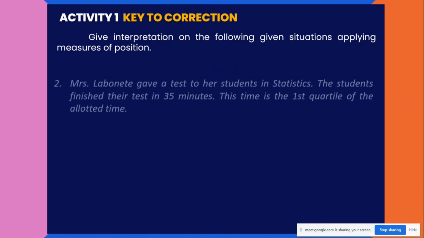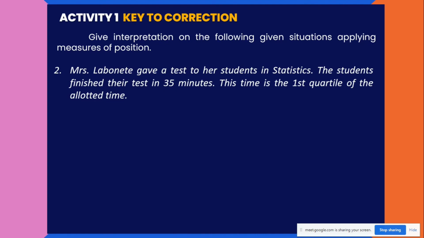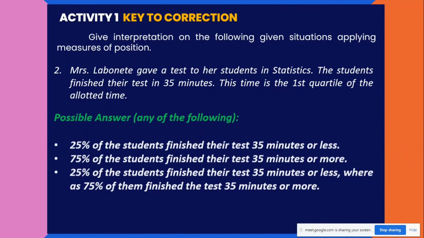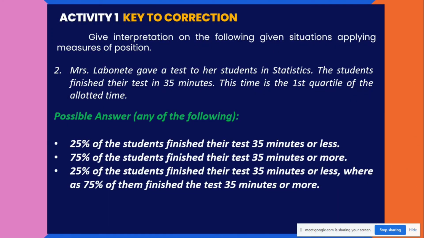Number 2. Yan. Mrs. Labonete gave a test to her students in statistics. The students finished their test in 35 minutes. Itong time na daw is yung first quartile of the allotted time. Now, ilang percent yung first quartile? Anybody? Ilang percent yung first quartile? Less than. So these are our interpretation.